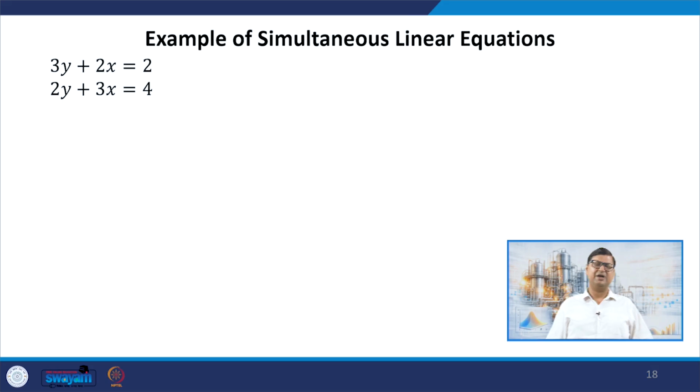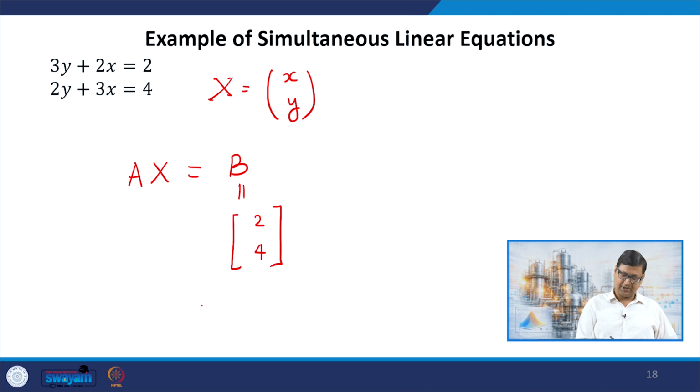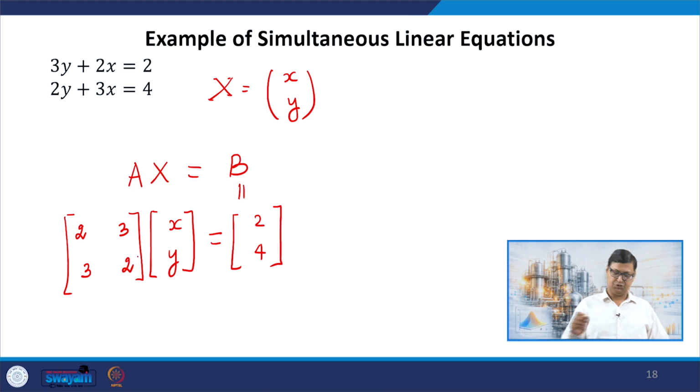Again, let's say I go back to this equation. How can I represent it in vector form? I can write the unknown vector x as x and y, and then I can write this set of equations in the following form: Ax is equal to b, where b is equal to 2, 4, and x is x, y, and A is going to be 2, 3, and 3, 2.